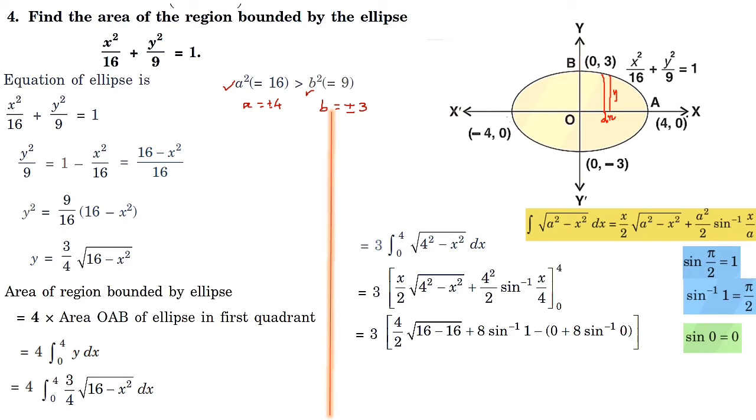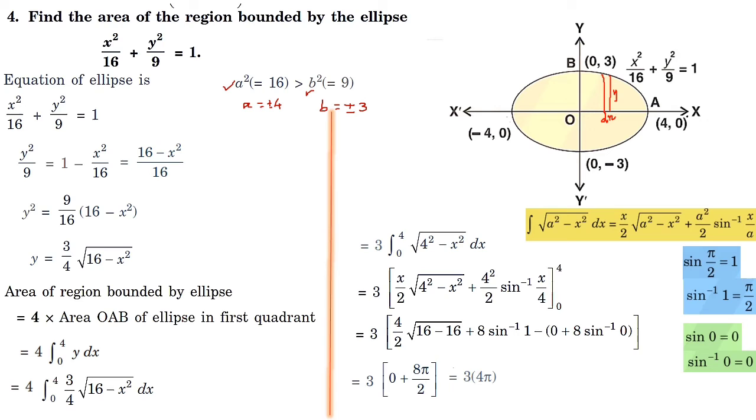Next sine inverse 0 we need to calculate, sine 0 is 0, that means sine inverse 0 is also 0, so that is 3. Then here 16 minus 16 is root 0, completely gone 0, plus 8 into sine inverse 1, sine inverse 1 is pi by 2, so 8 into pi by 2, then minus 0 plus 8 into sine inverse 0 is 0, so only this value will be coming, that is 8 pi by 2.